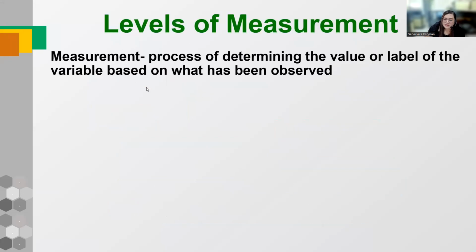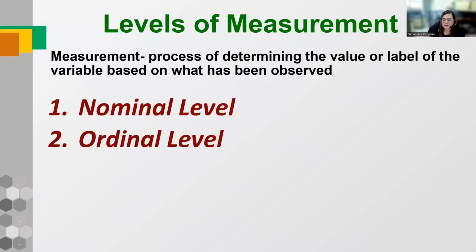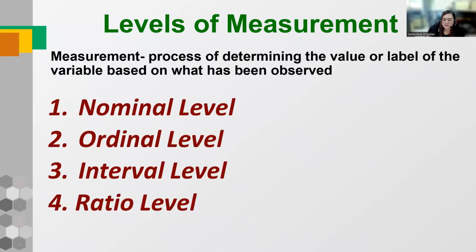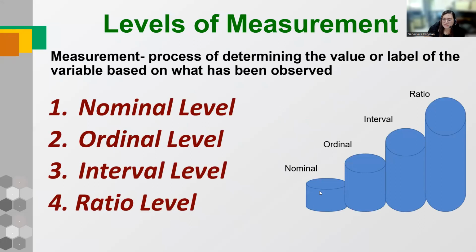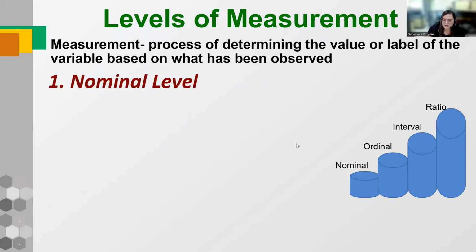So, these are the levels of measurement. So, ang measurement is a process, di ba, of determining the values or label of the variable based on what has been observed. Okay, so, the four levels of measurement are the nominal level, ordinal level, interval level, and ratio level. So, ang lowest nga level of measurement is the nominal level. So, then ordinal, interval, then ratio. So, let's start with the nominal level.